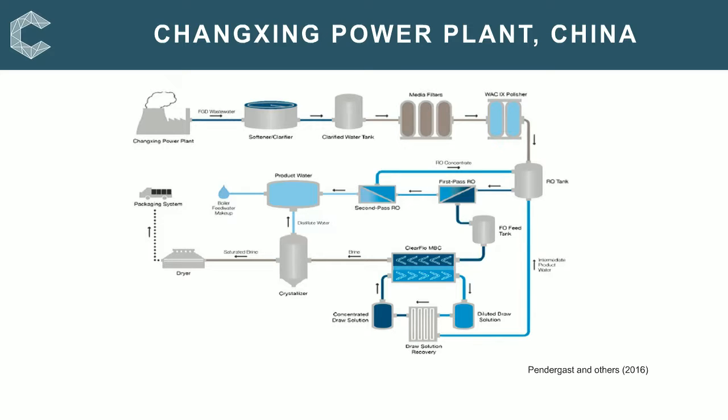A test of this forward osmosis system at the Water Research Centre in the USA on FGD wastewater found that it could meet the US emission limitations guidelines for arsenic, selenium, mercury and nitrates.